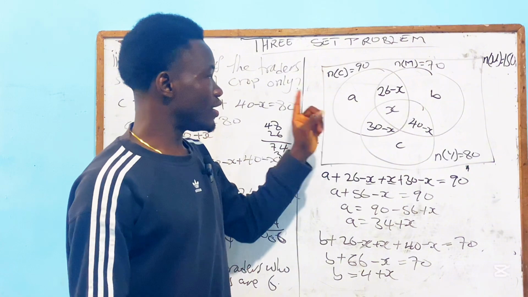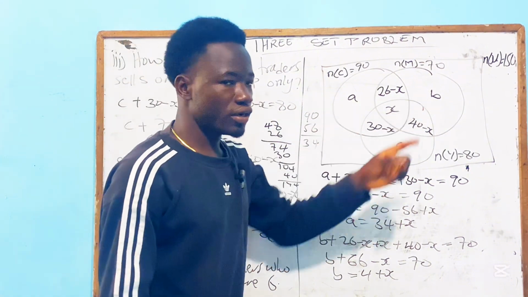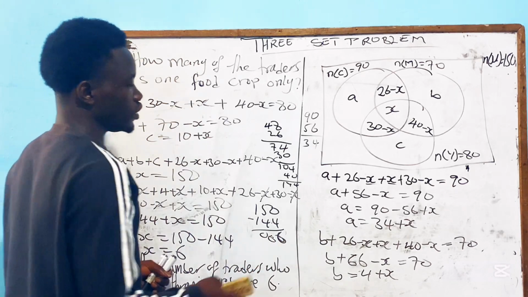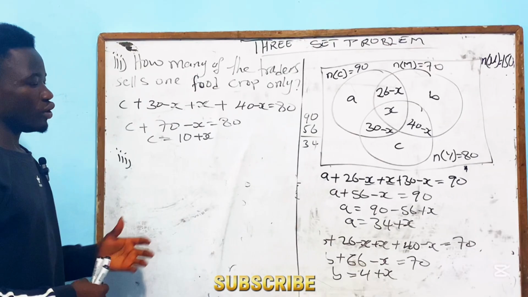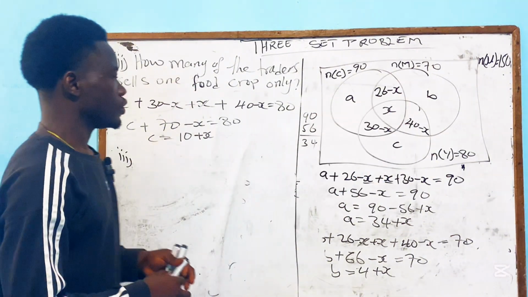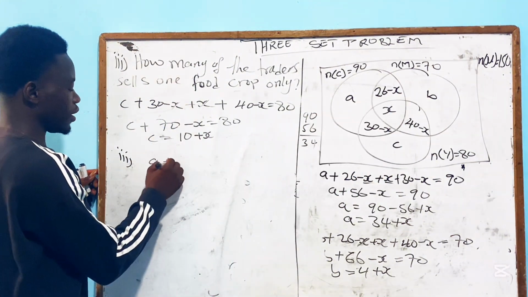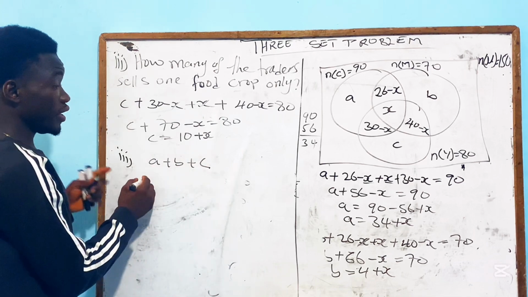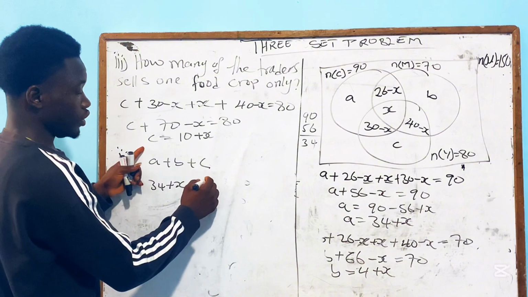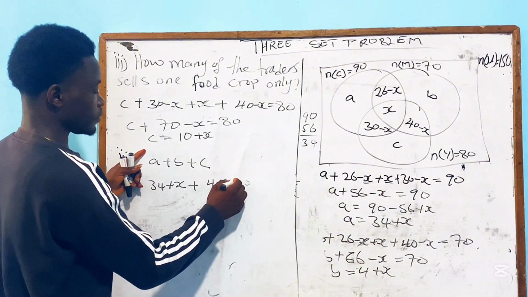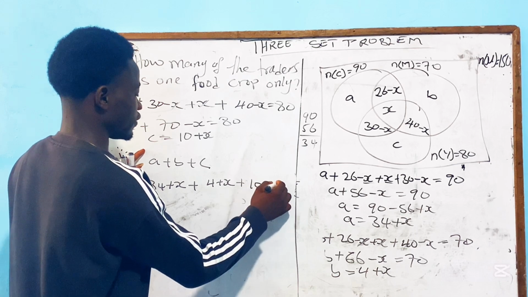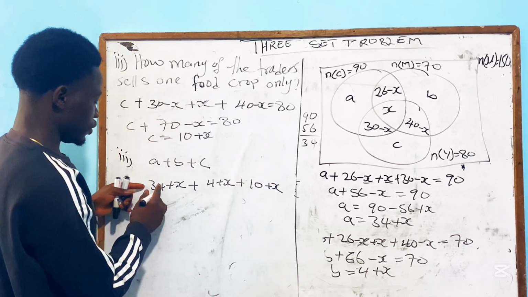So it means that this question is asking us to add A, B, and then C. And so with that, I'm going to clean this side off. Now here, it means that we are adding this, that, and that. So I have A plus B plus C. My A here is 34 plus X, plus my B, which is 4 plus X, plus my C, which is 10 plus X.